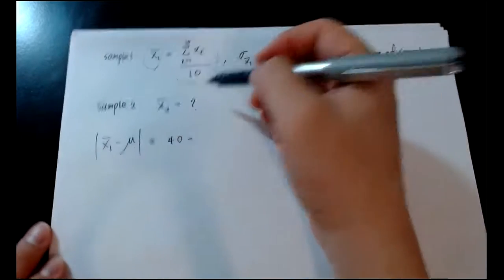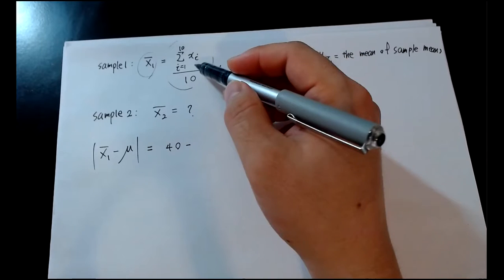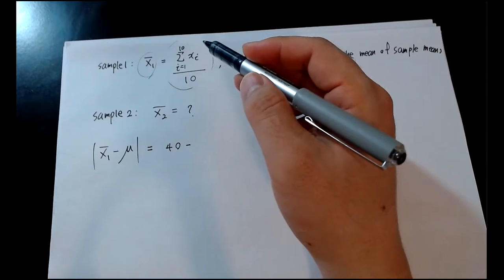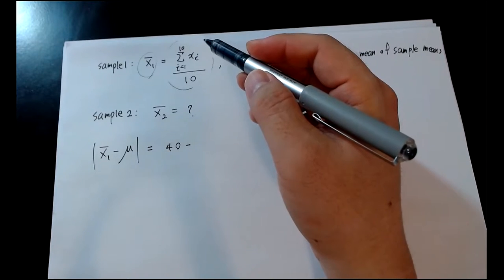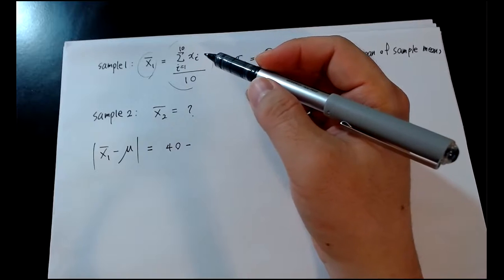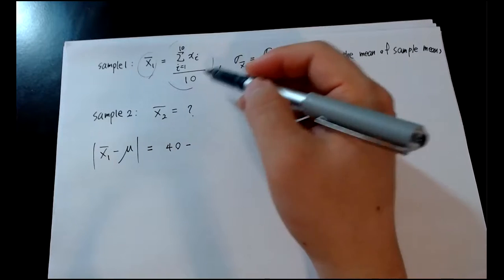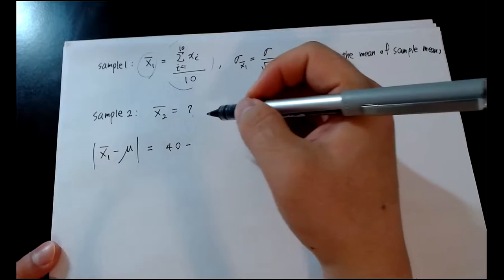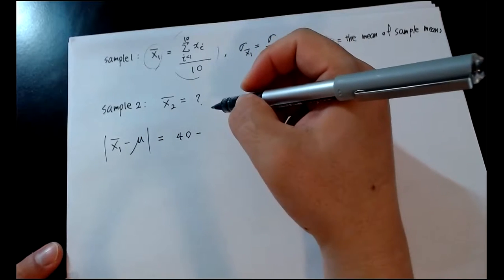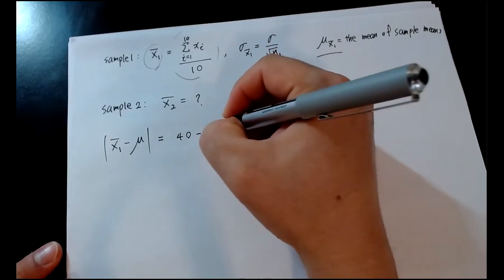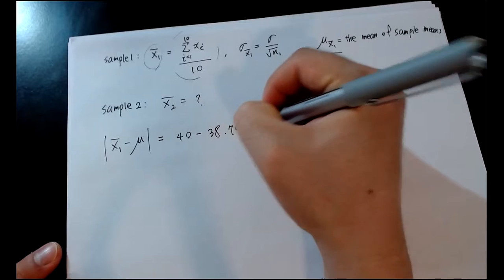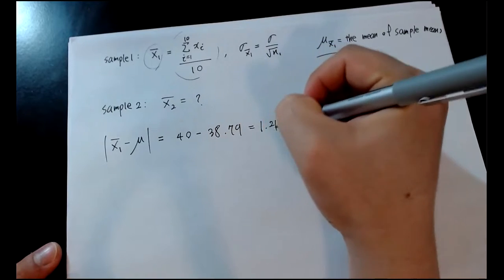Okay, so let me calculate x1 bar, the sum of xi, i equals 1 through 10. I already calculated it. So adding all the sample data, divided by 10, then you will get 38.79. This is equal to 1.21, okay?